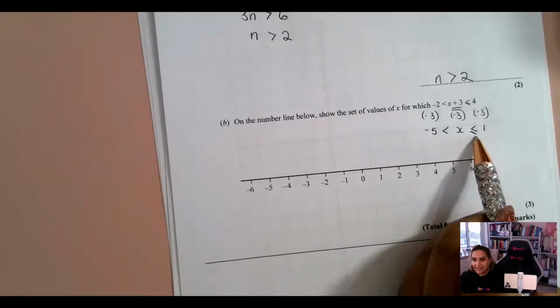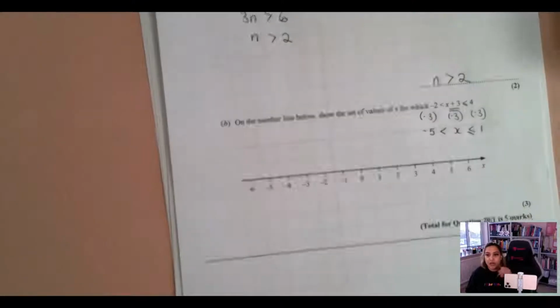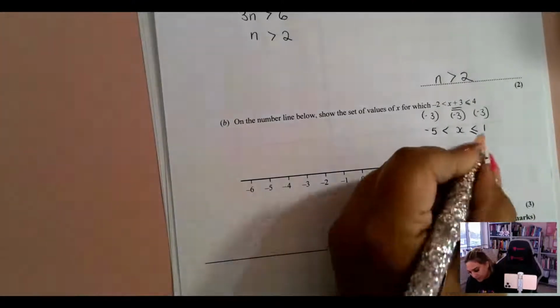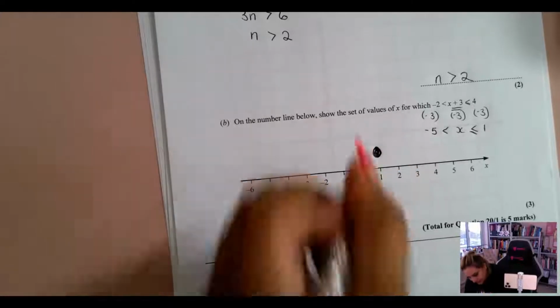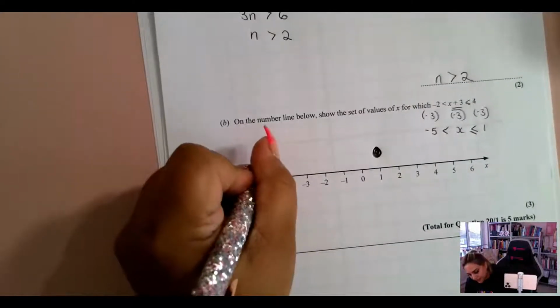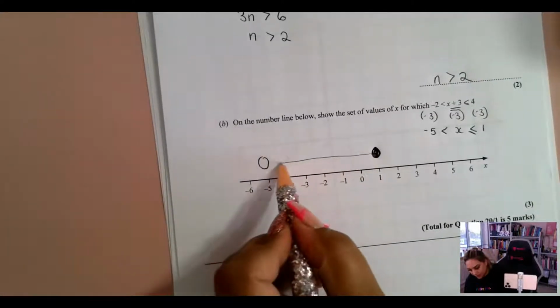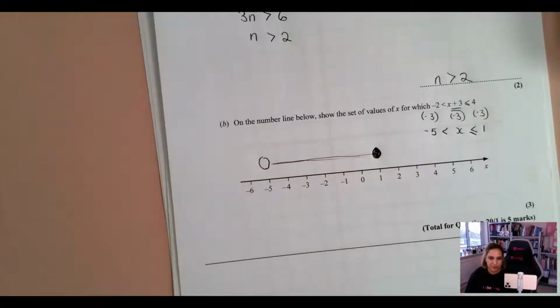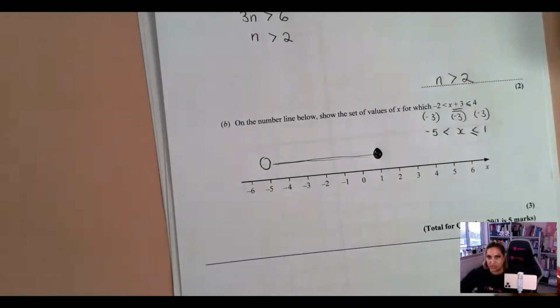This has a greater than sign. This has a less than or equal to. Wherever you see the equal to, you colour in a circle. So I've got a 1. I'm going to colour in the circle, and then I've got minus 5, and here I'm just going to draw a circle, and I'm going to join them up with a line. It doesn't need to be beautiful and neat, unless you've got a really annoying teacher who's going to knock you marks, but in the exam it doesn't need to be beautiful and neat. So we've got a number line like that.